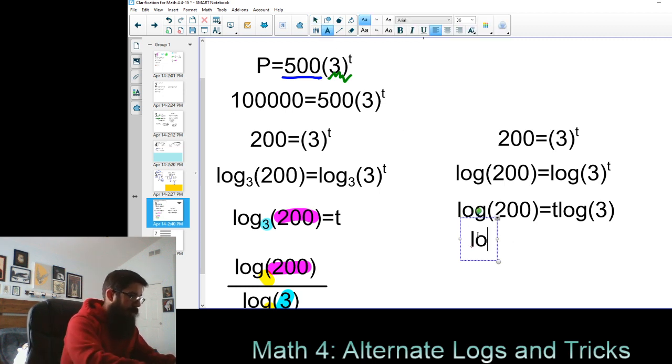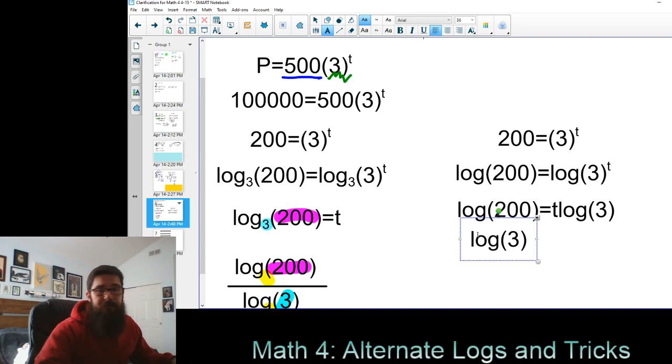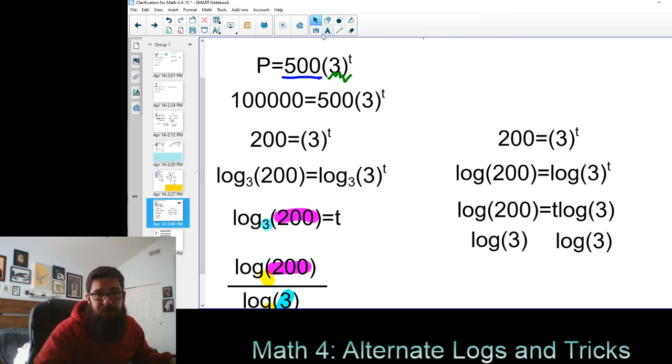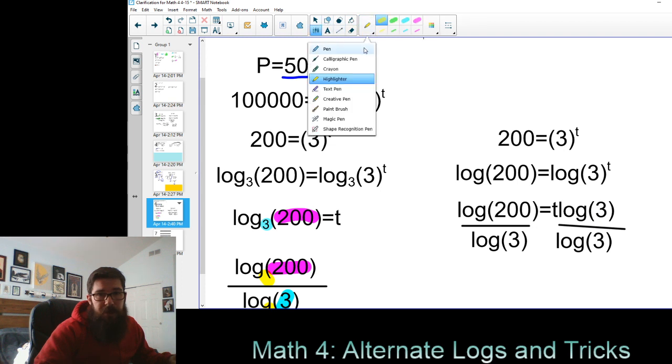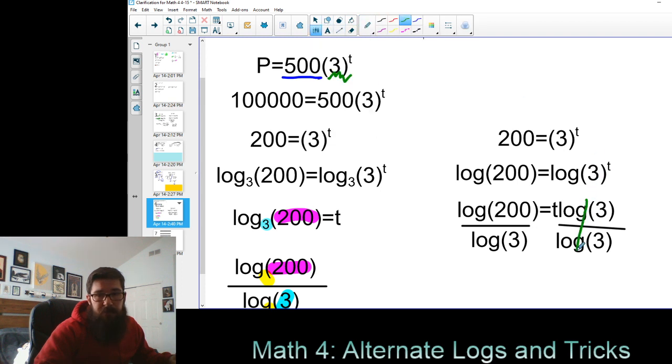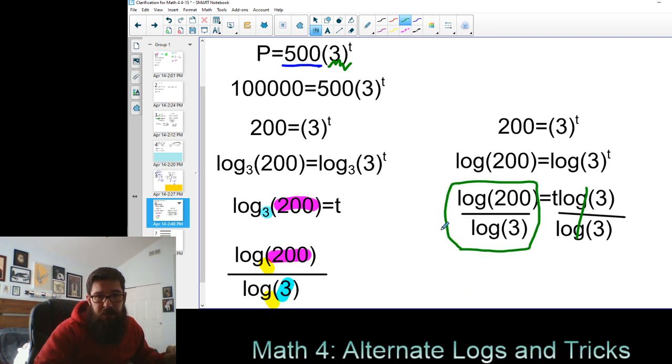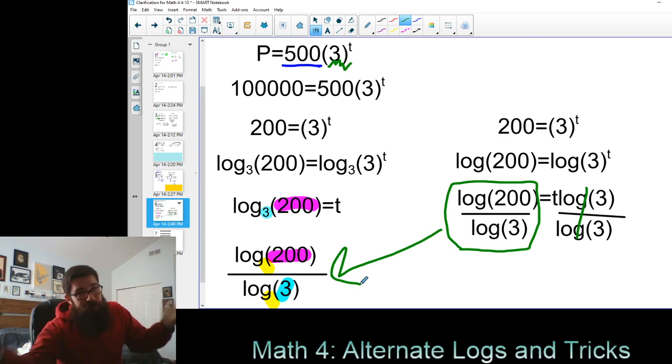I'm going to divide both sides by, let's see if it plays nice, log of 3, because I'm trying to get t by itself right now, and it's t times that. If I do this, what's going to happen here? Still on highlighter. These guys cross cancel, and you have to figure out what is log of 200 divided by log of 3. Hey, it's the same thing.